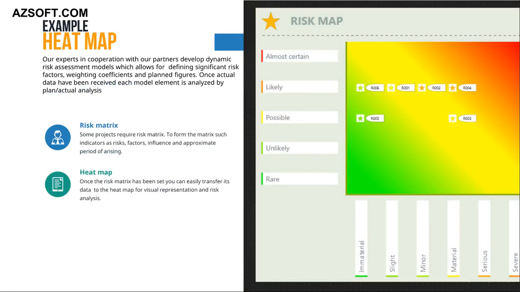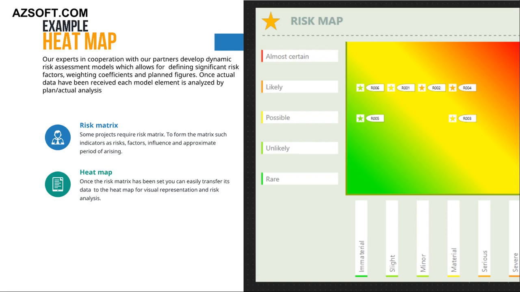Heat map. Our experts in cooperation with our partners develop dynamic risk assessment models which allow for defining significant risk factors, weighting coefficients and planned figures. Once actual data have been received, each model element is analyzed by plan, actual analysis. Risk matrix: some projects require a risk matrix. To form the matrix, such indicators as risks, factors, influence and approximate period of arising are used.